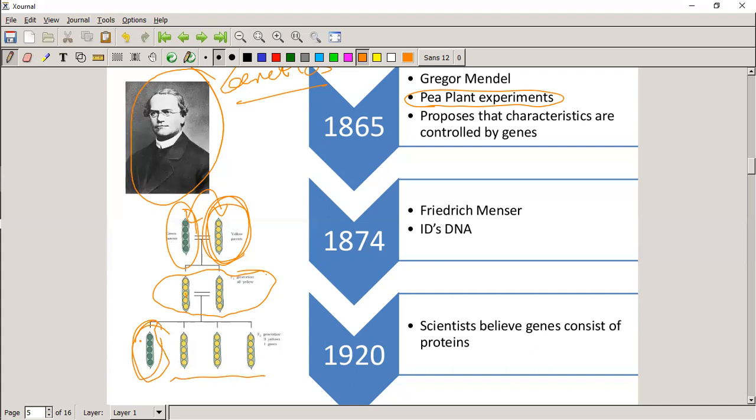And so he worked with a lot of these features. One of the features was the flower color, the shape of the pea pods, all different factors that could either go the one way or the other way, and he crossed them over and over, and he did a lot of research in genetics. So he was actually the one to discover genes, but he didn't know about DNA.